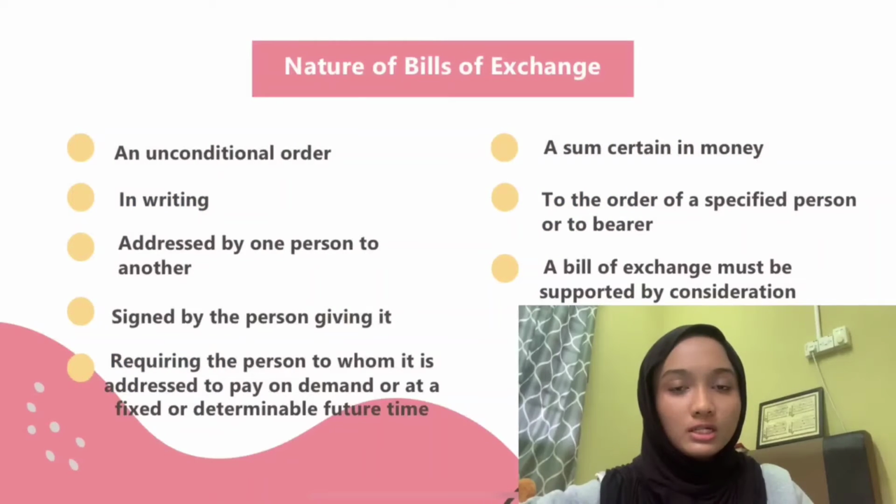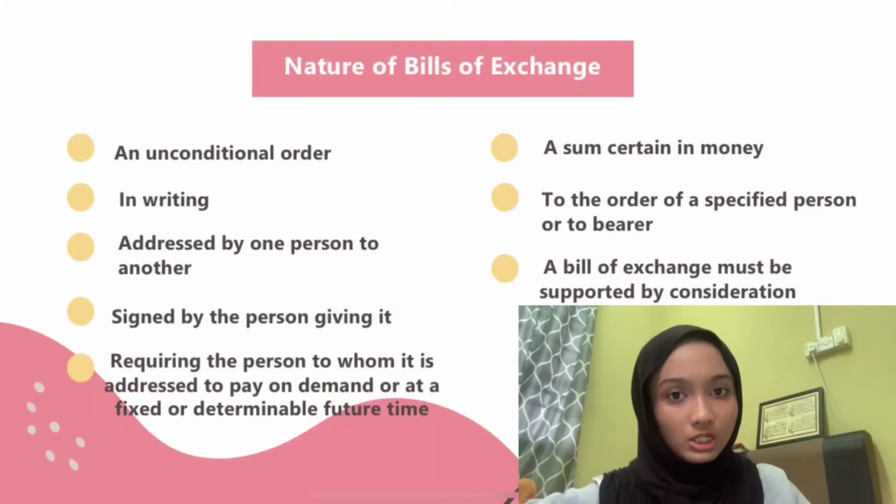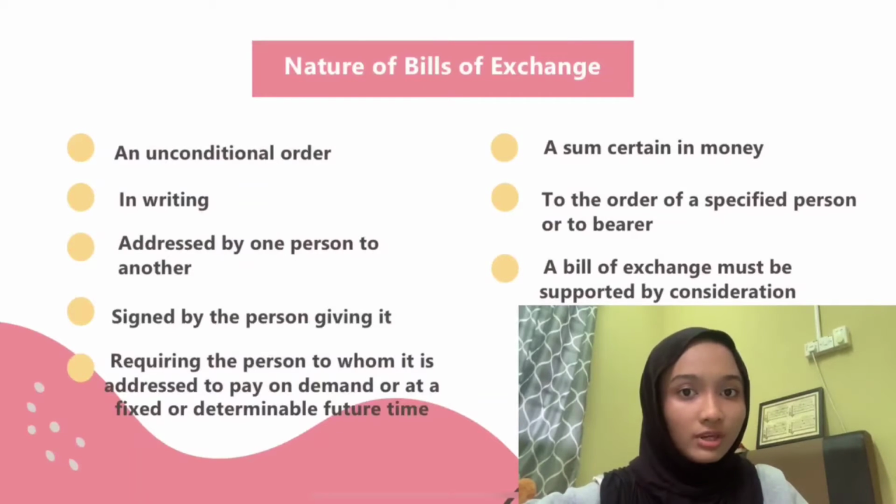Next, we proceed to the nature of bills of exchange. The first one is an unconditional order. It means if the document is conditional, then it is not a bill of exchange. The second one is in writing. It includes printing, lithography, typewriting, and photography. And the third one is addressed by one person to another. And the fourth one is signed by the person giving it.